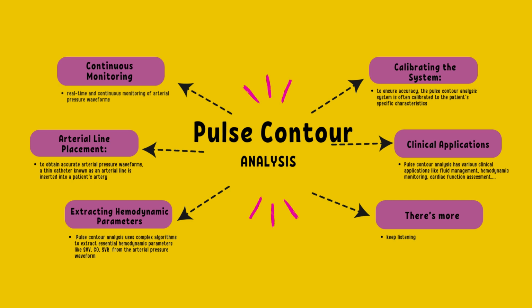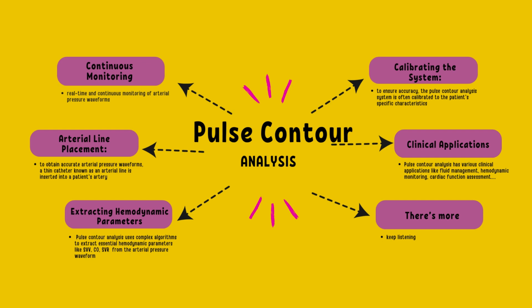Pulse contour analysis continuously tracks those arterial pressure waveforms in real time. To get those waveforms, a tiny catheter, known as an arterial line, is gently placed into a patient's artery, often in the wrist or groin. This line is connected to a high-tech transducer that turns the pressure changes in the artery into electrical signals. Imagine it as your magic wand that translates blood pressure into data. Now, here's where it gets really exciting.